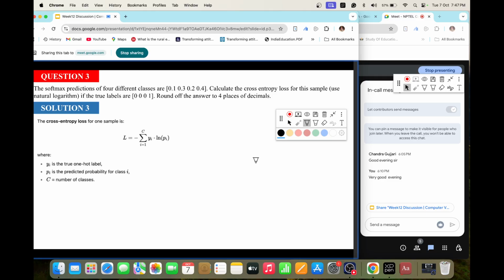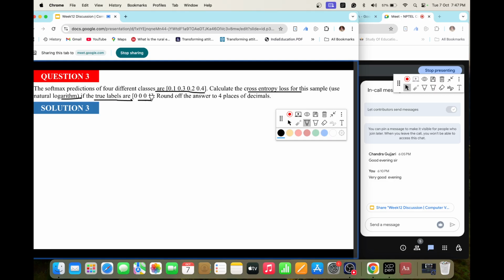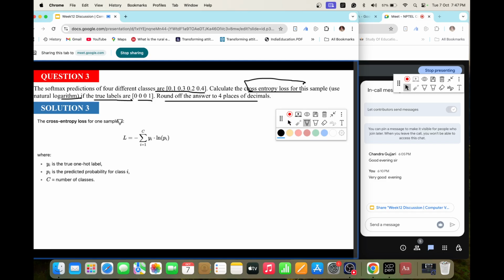The softmax predictions of 4 different classes are 0.1, 0.3, 0.2 and 0.4. Calculate the cross entropy loss for this sample. Use natural logarithm. If the true labels are 0, 0, 0, 1, round off the answer to 4 decimal places. So very easy. You just have to remember the cross entropy loss formula. So what is the cross entropy loss formula? This is the cross entropy loss formula.